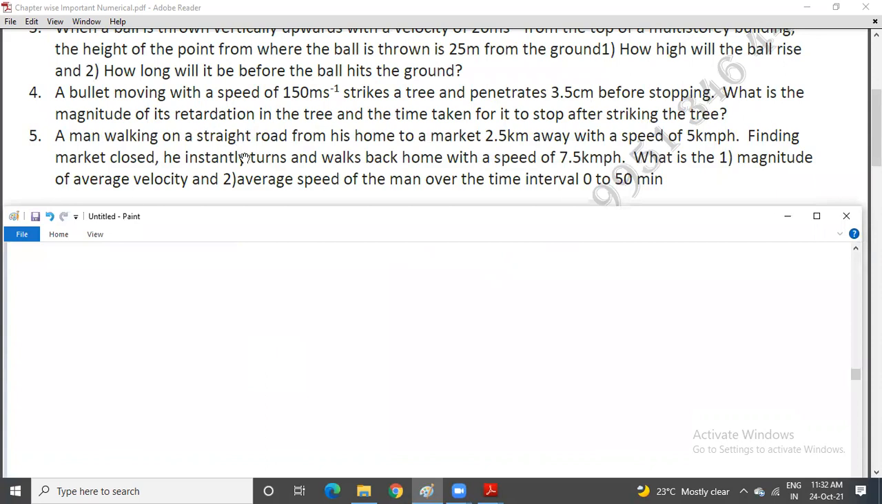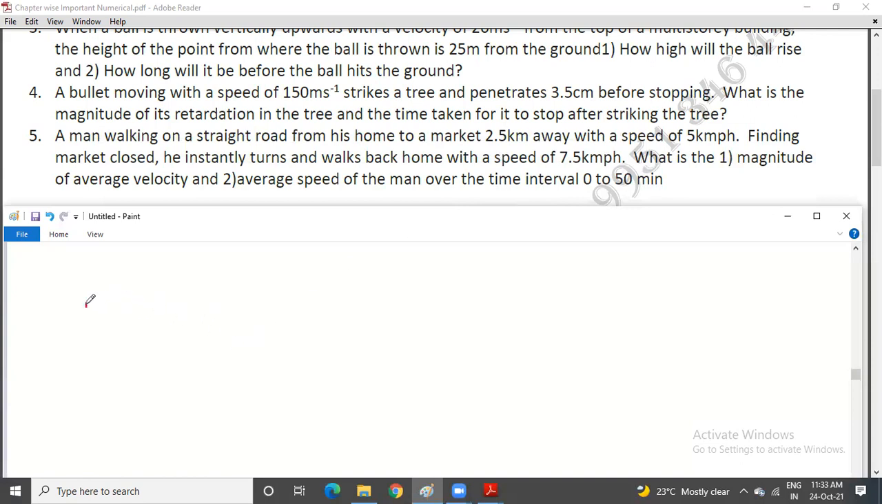A man walking on a straight road from his home to a market 2.5 kilometers away with a speed of 5 km per hour. Finding the market closed, he instantly turns and walks back home with a speed of 7.5 km per hour. What is the magnitude of average velocity? And the second bit is the average speed of the man over the time interval 0 to 50 minutes. So this is the total time in which he completed the journey.